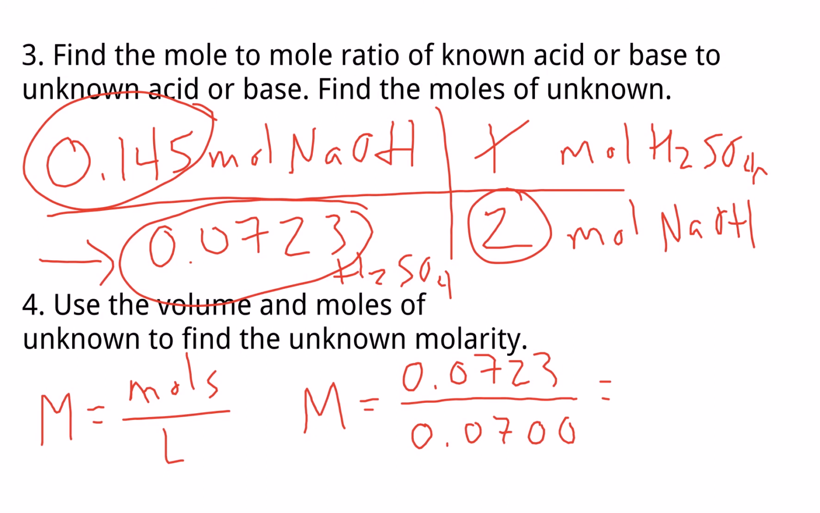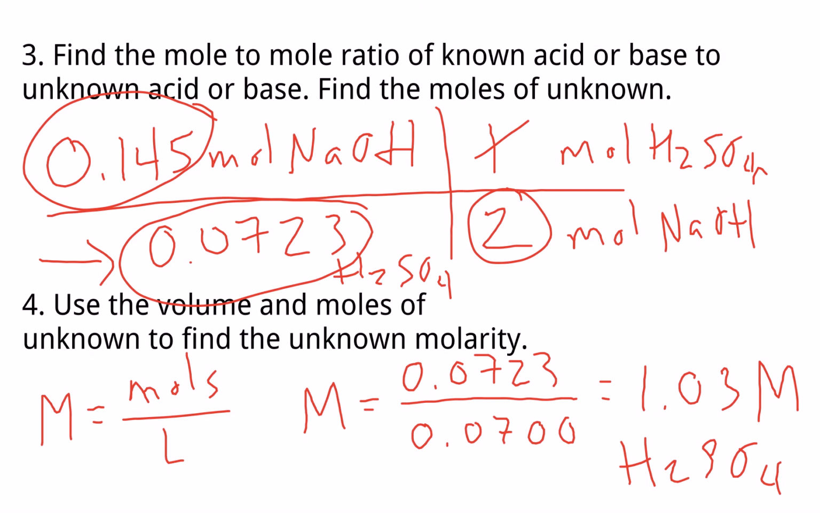Take a second to calculate that. Put that into your calculator. You should notice the numbers are pretty close to one another. 0.0723 and 0.0700 are almost identical, and a number divided by itself is 1. And indeed, if we solve it, we find 1.03 is the molarity of the H2SO4. And so that's how you would do an acid-base titration.